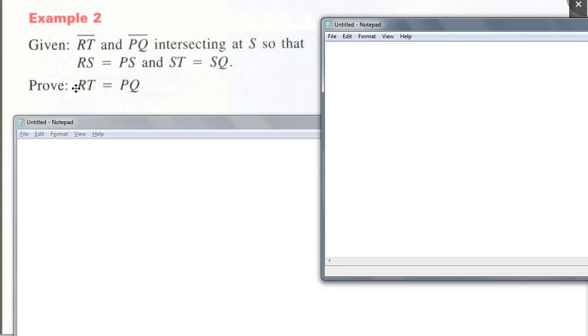As I went around and looked at your pictures, very interesting, guys. Listen, first of all, we don't have any lines, do we? We have line segments. So is it okay to draw lines with arrows? No.